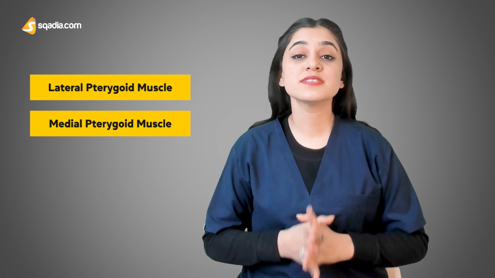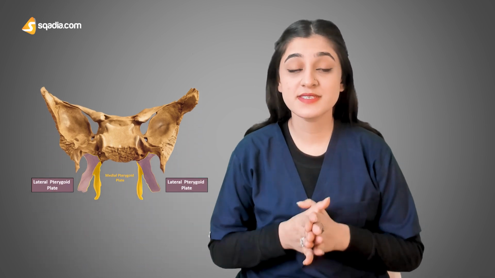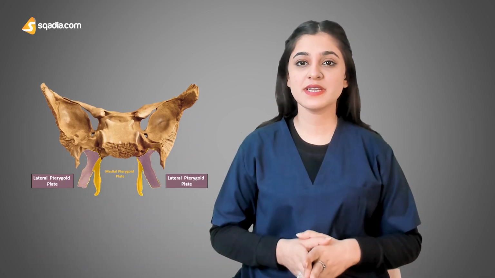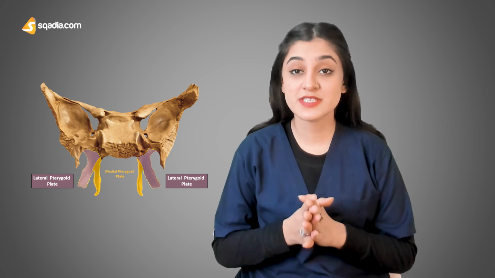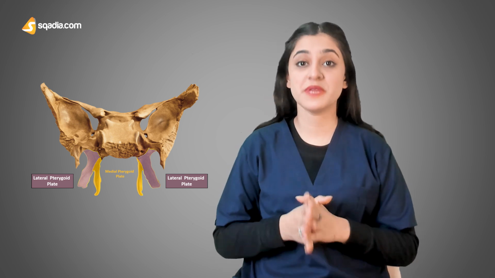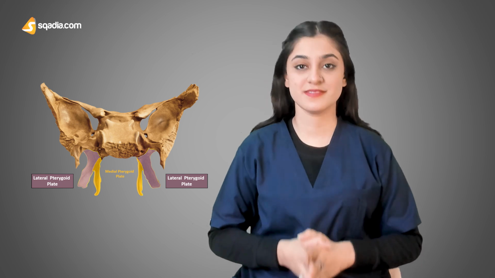Now, the primary function of the pterygoid muscles is to produce movements of the mandible at the temporomandibular joint. The pterygoid muscles are important for chewing and mastication. Each pterygoid process consists of a medial pterygoid plate and a lateral pterygoid plate, the latter of which serves as the origin of the medial and lateral pterygoid muscles.